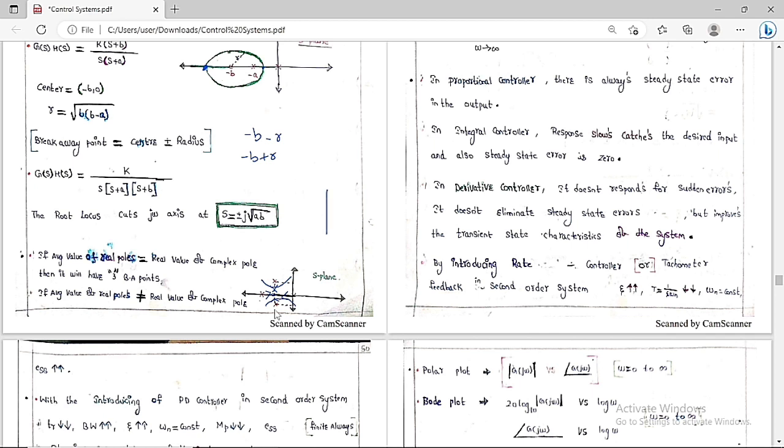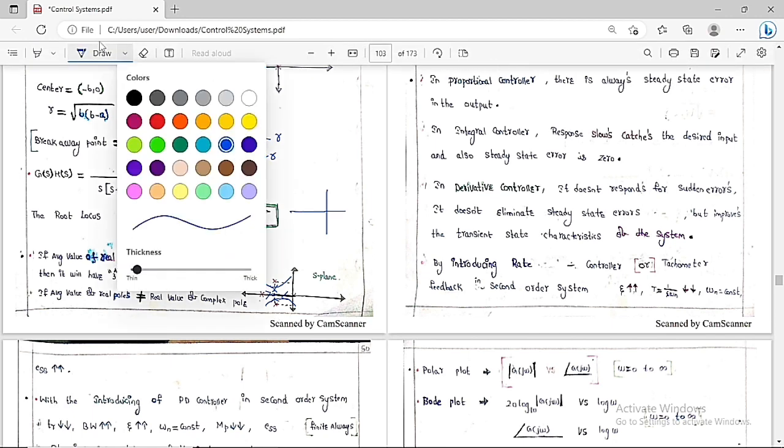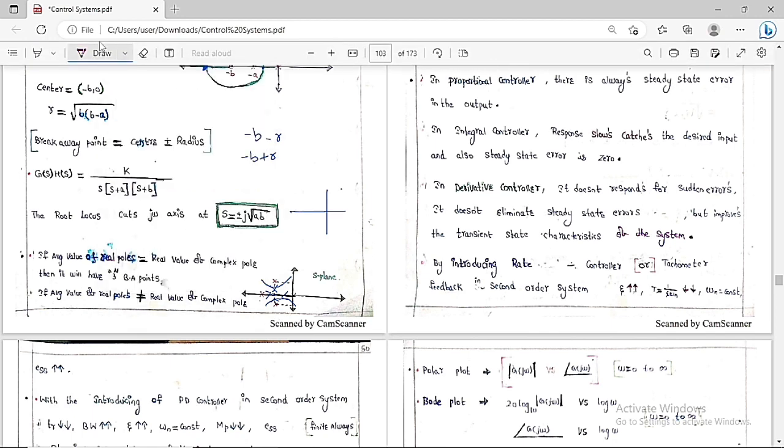So listen carefully. After drawing the picture, finally we are going to get it in this format. 3 breakaway points, like this we are going to get. This is the one breakaway point, and here there is another breakaway point, and here another breakaway point. So in total we have 3 breakaway points.